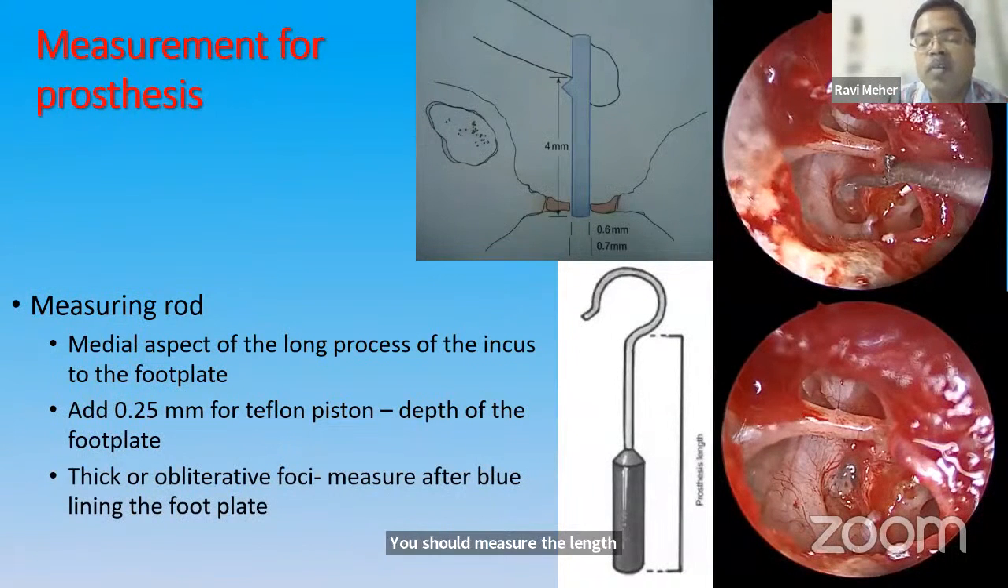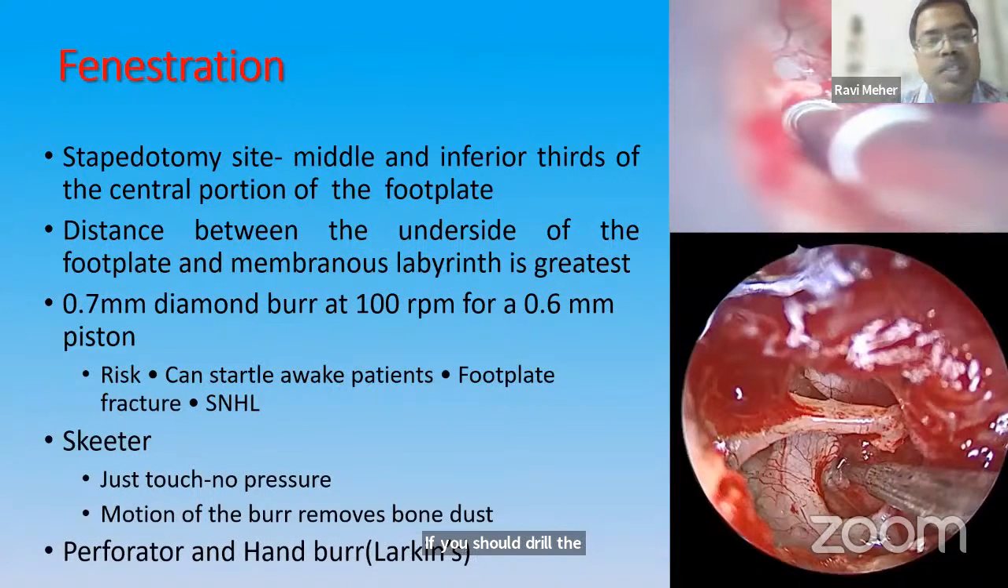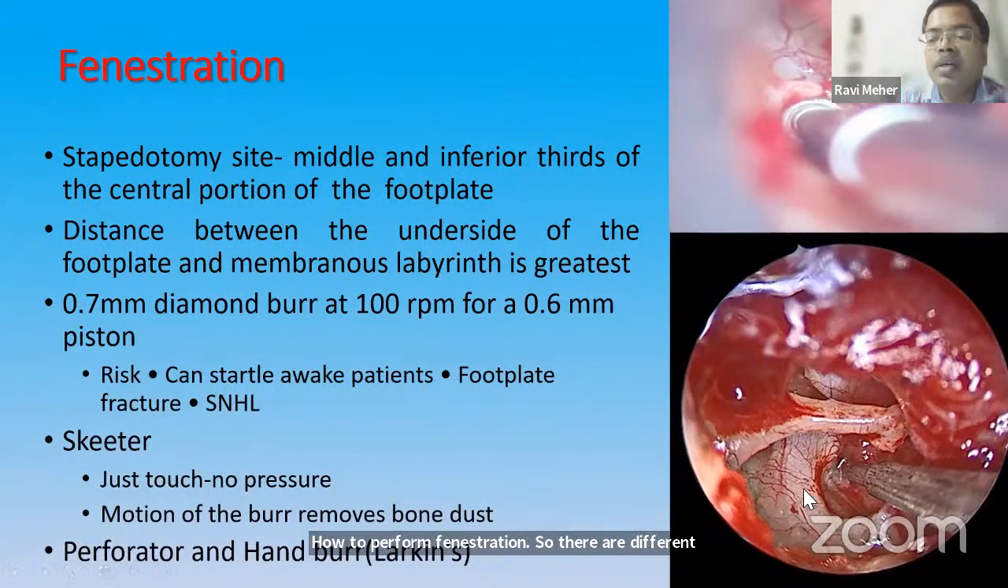right? Because if there's a thick footplate, obviously you will have a shorter length. So it should be blue lined. If you have an obliterative focus, drill it, blue line the footplate, and then measure it. How to perform fenestration? There are different techniques for fenestration. I've been using Skeeter, and I've also used the perforator.